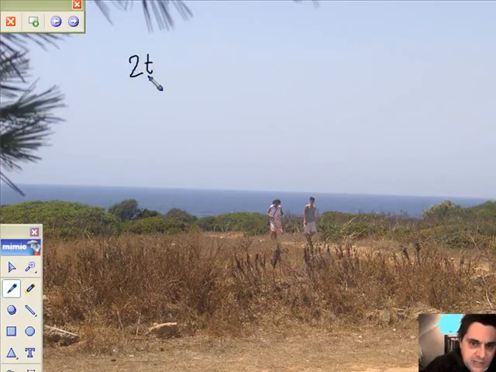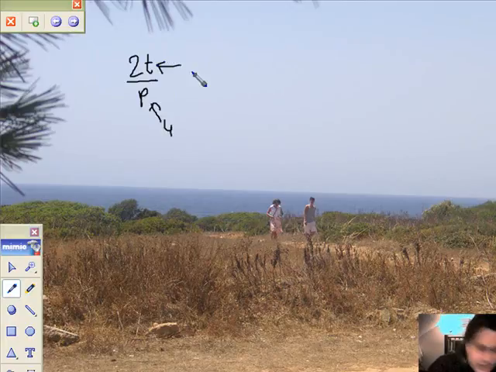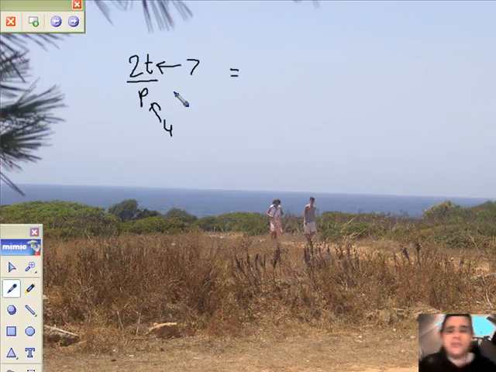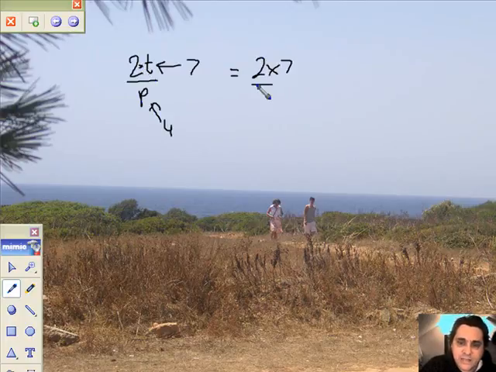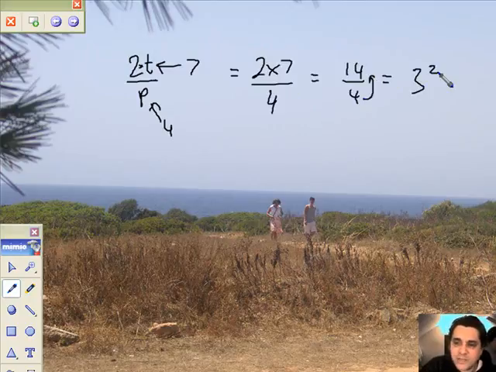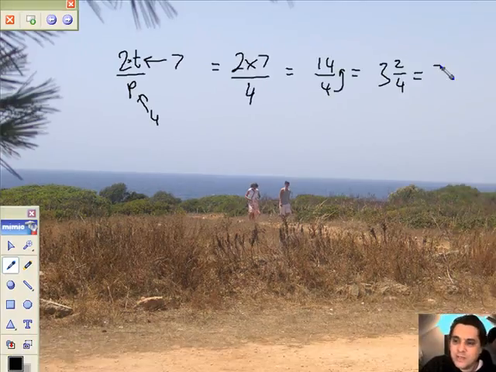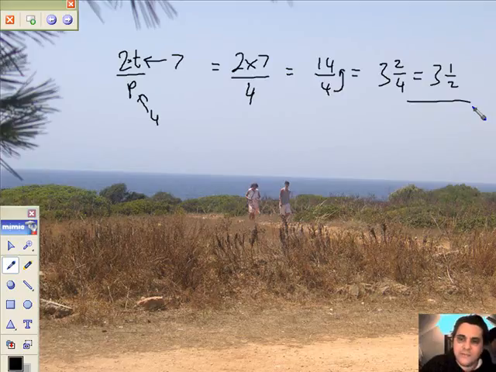I've got 2T divided by P. And just to remind you, the P is worth 4 and the T is worth 7. So basically upstairs I do not have 27. Remember, 2T means 2 times T. So I've got 2 times 7 upstairs divided by 4. So 2 times 7, 14, divided by 4, top heavy fraction. 4's into 14, going 3 times and 2 left over. So 3 and 2 quarters, best known as 3 and a half. Right, easy peasy.